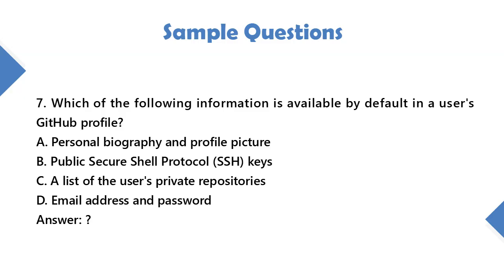7. Which of the following information is available by default in a user's GitHub profile? A. Personal biography and profile picture. B. Public Secure Shell Protocol, SSH, keys. C. A list of the user's private repositories. D. Email address and password.